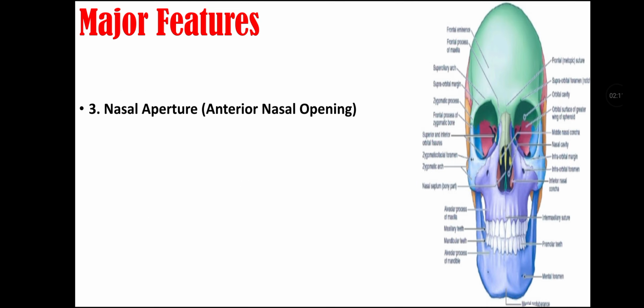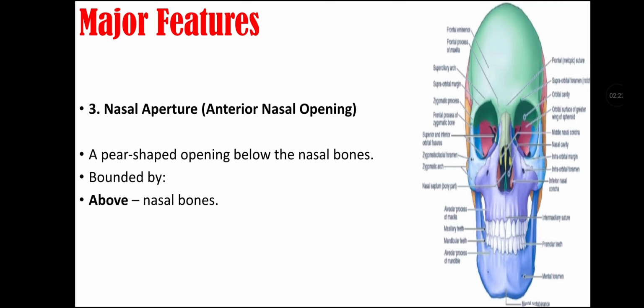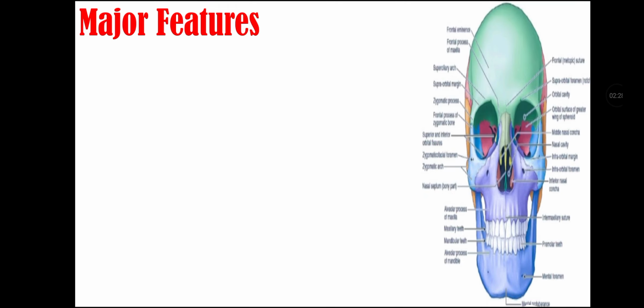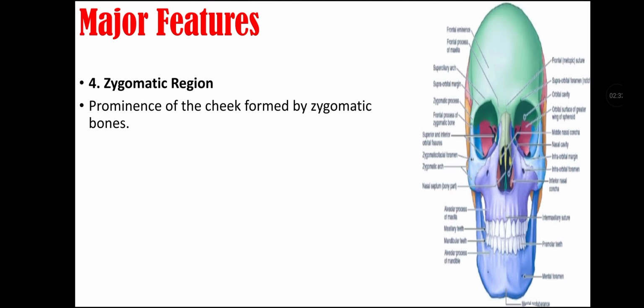The next region of norma frontalis is nasal aperture region, or anterior nasal opening. It is a pear-shaped opening, as you can see in the diagram, below the nasal bones. It is bounded above by nasal bones, laterally by maxilla, and below by the anterior nasal spine that is formed by maxilla.